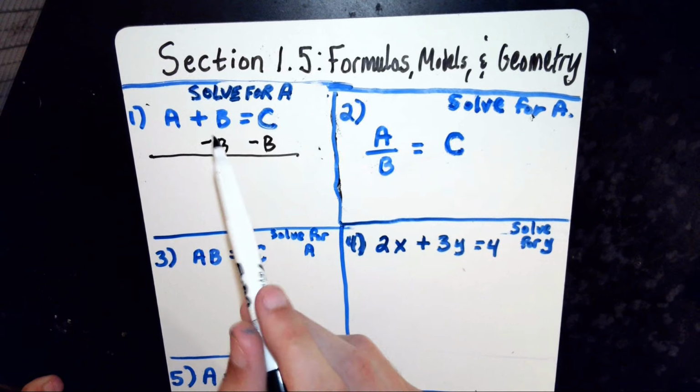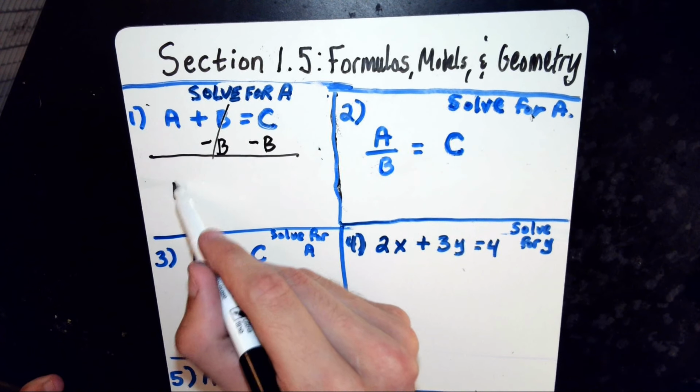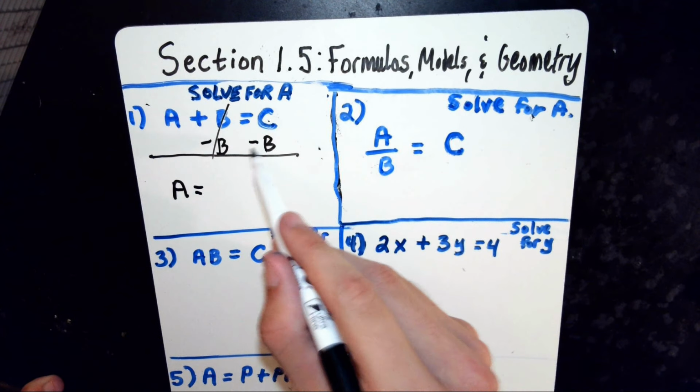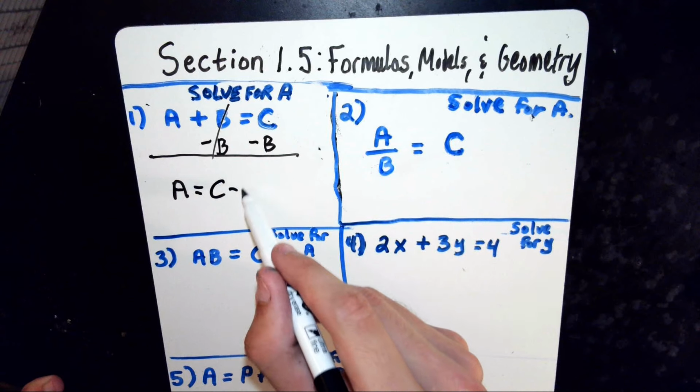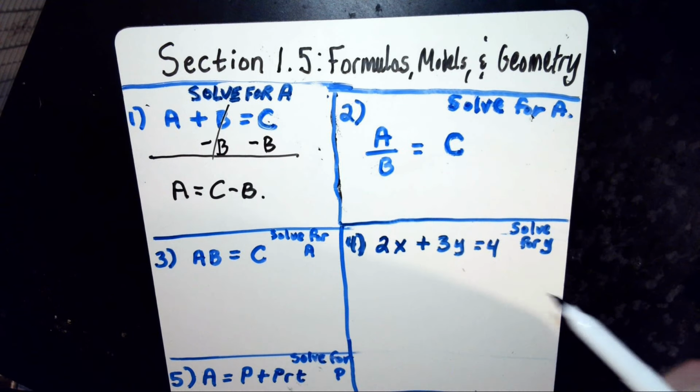Note what happens. These cancel, and we're left with a equals c minus b. Awesome. So we solve for a. Now we just have a equals, so we've solved for a. Let's look at number two.